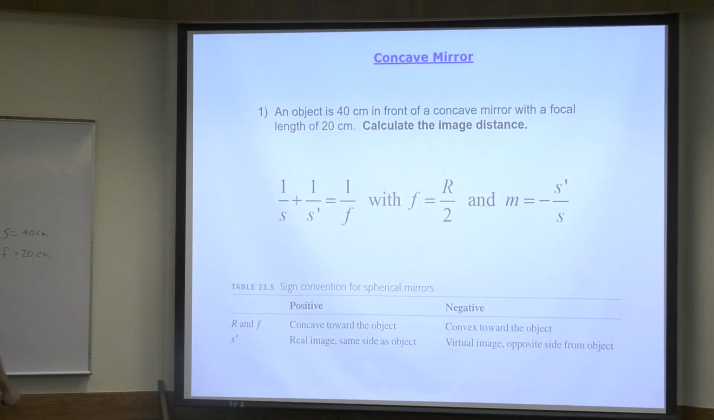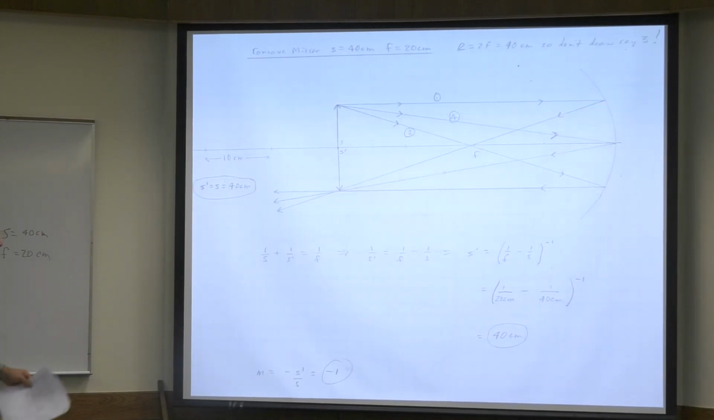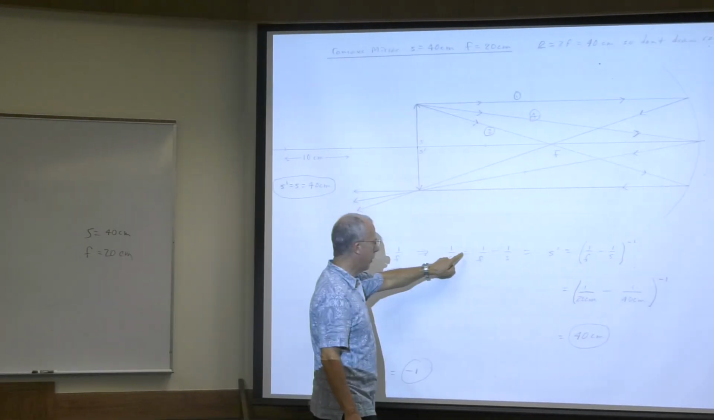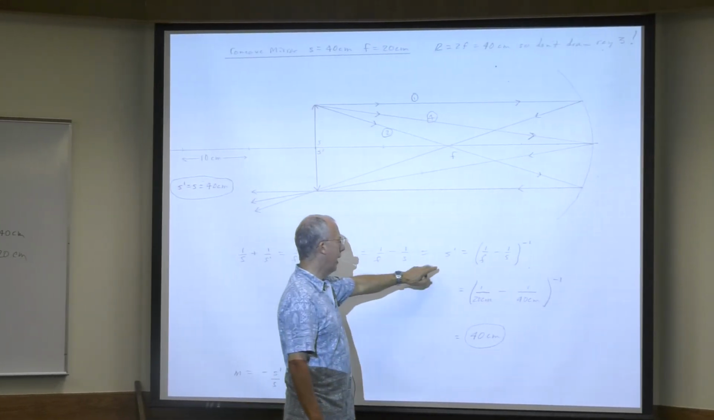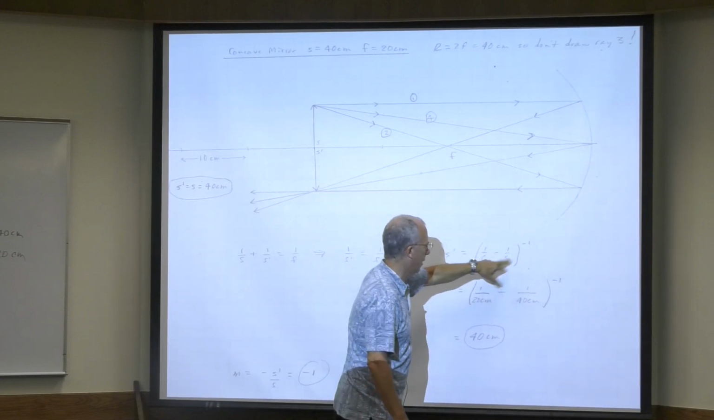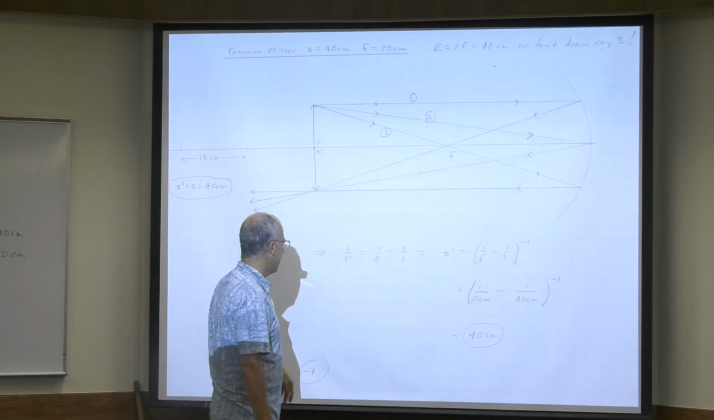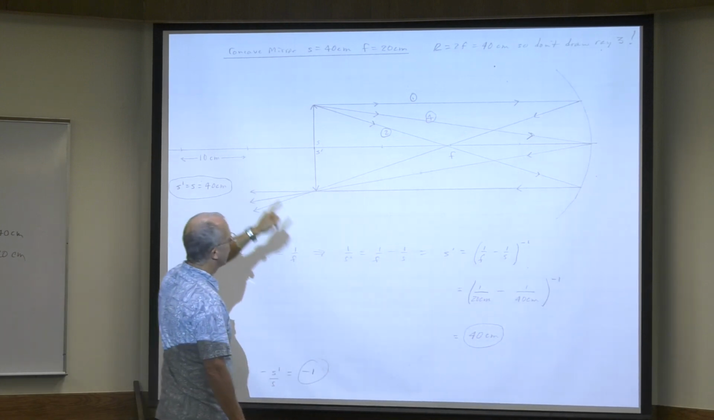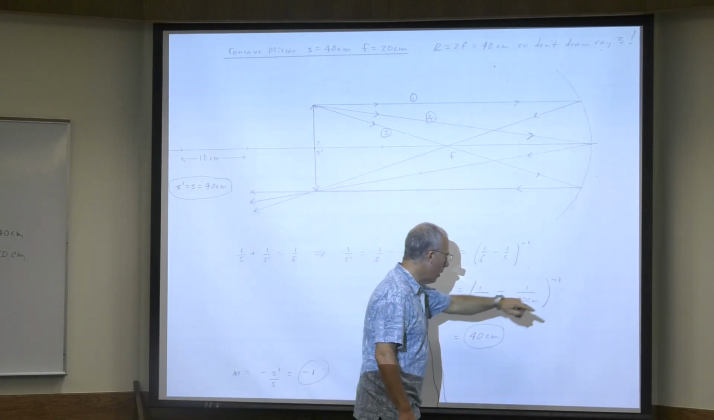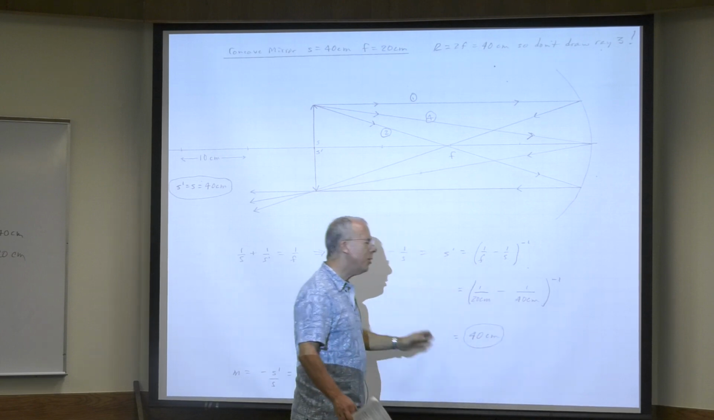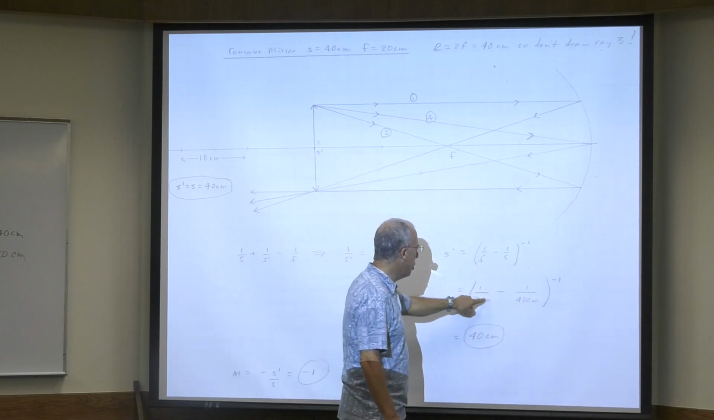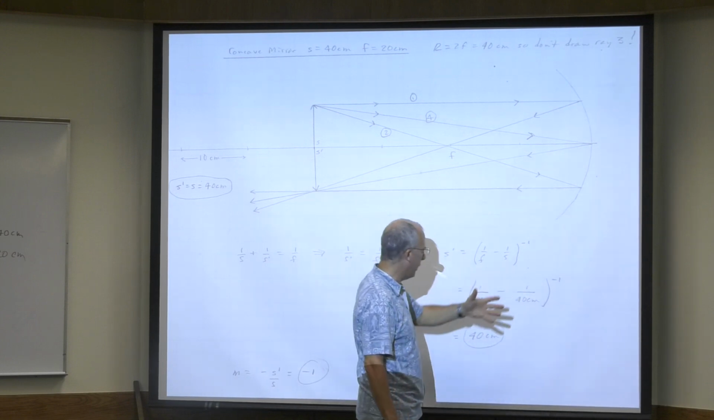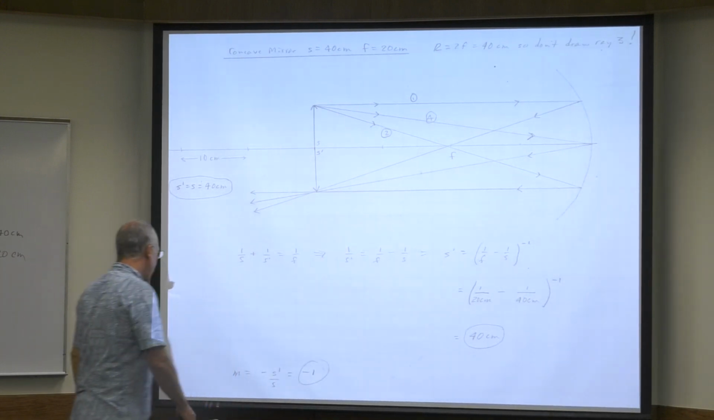Okay, so here's the math. So 1 over S plus 1 over S prime equals 1 over F. So 1 over S prime equals 1 over F minus 1 over S. So again, S prime equals 1 over F minus 1 over S, to the -1. Okay, so the focal length is 20, right? The object is 40. You can do it in your head. Come on. This is 2 over 40. 2 over 40 minus 1 over 40 is 1 over 40. You flip it, you get 40. Bingo. So there you go.